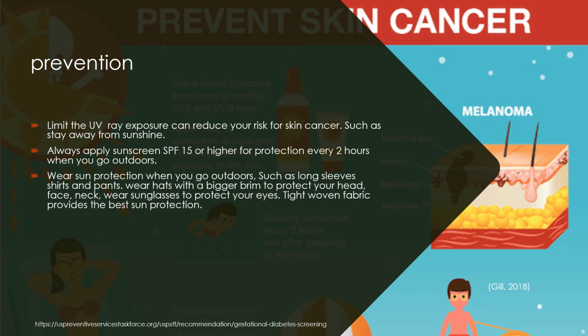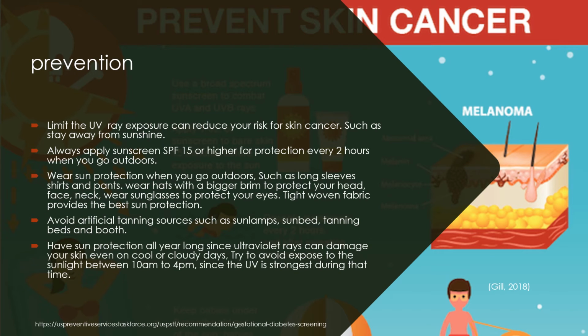Tightly woven fabric provides the best sun protection. Avoid tanning beds, sun lamps, sunbeds, that kind of stuff. Have sun protection all year long, even if it's raining or cloudy. And also avoid going outside between 10 a.m. to 4 p.m. because the UV would be the strongest.